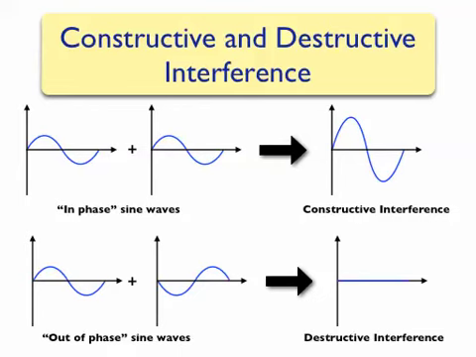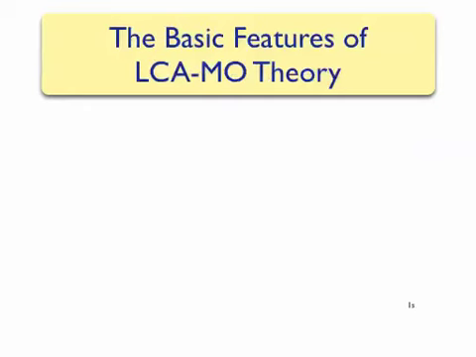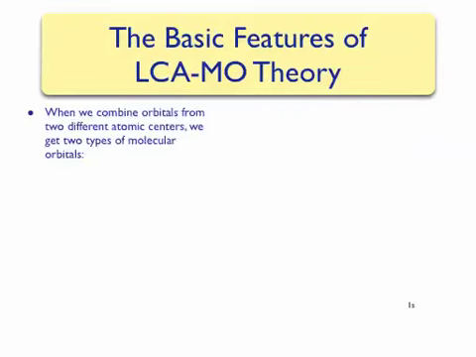And since they are, in fact, waves, the same thing can occur when we add together atomic orbitals to form molecular orbitals. This gives us two types of molecular orbitals. The first type of molecular orbital is what we call a bonding orbital.